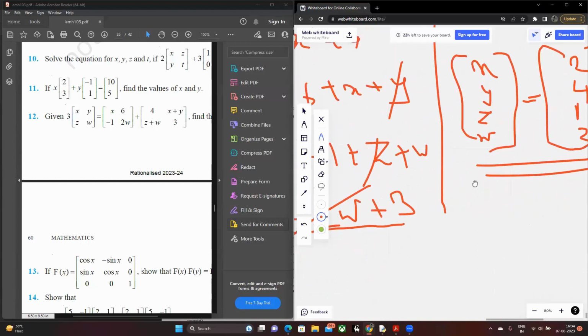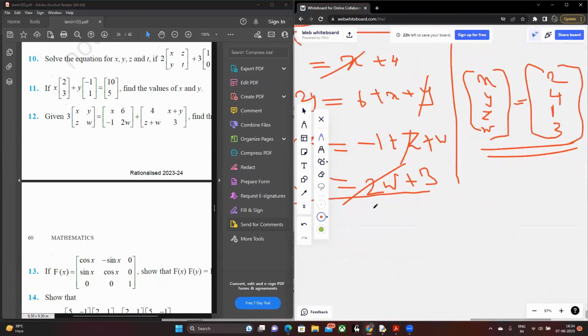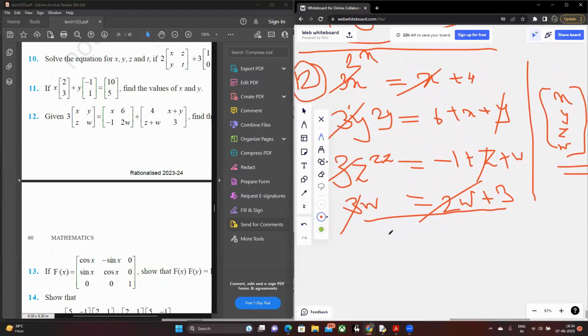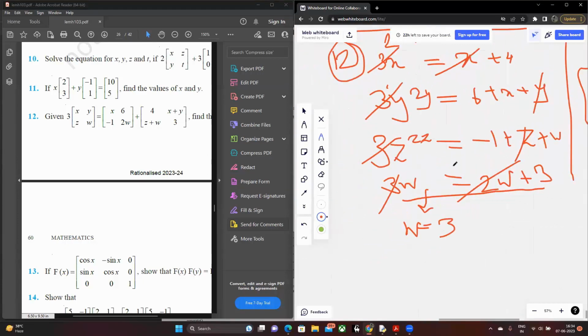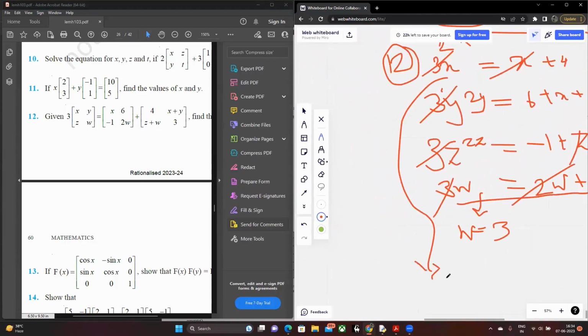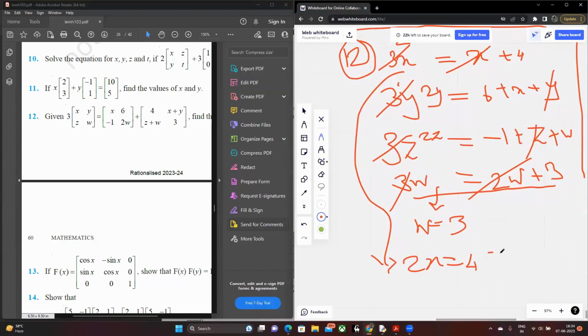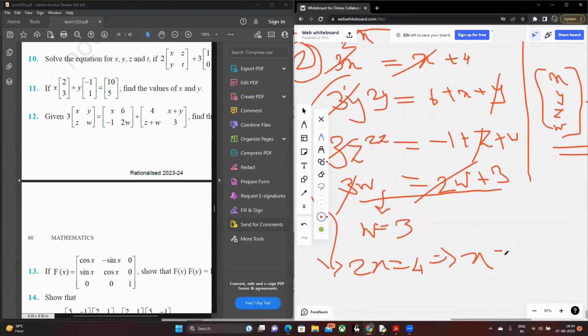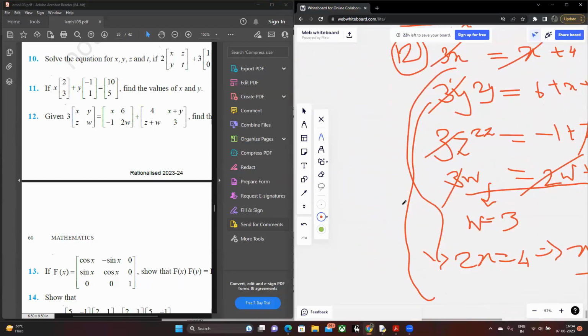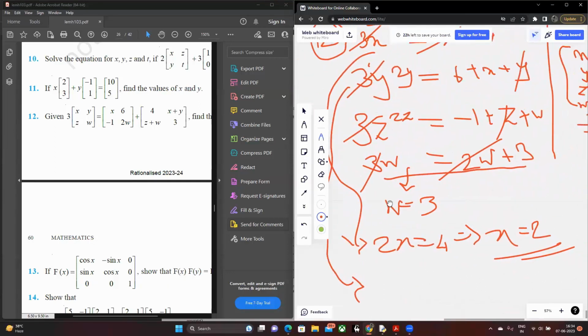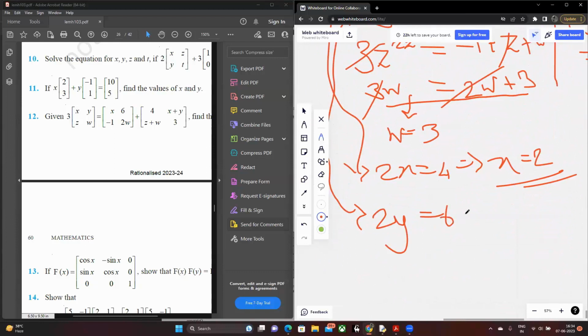I'll just write the detailed expressions. From here, you have w is equal to 3. From here, you have 2x is equal to 4, which leads to x equals 2. From here, you have 2y is equal to 6 plus x, which is 8, substituting x equals 2. And so y is equal to 8 by 2, that is 4.